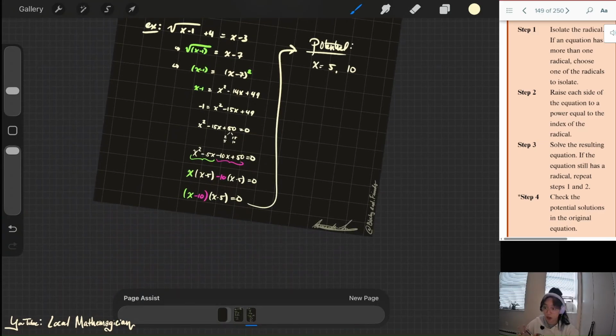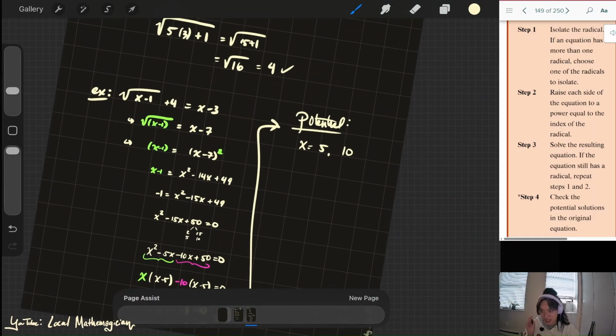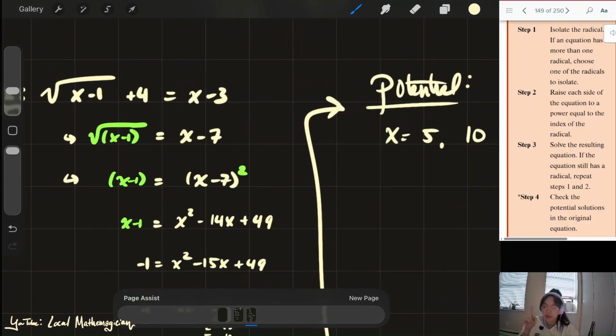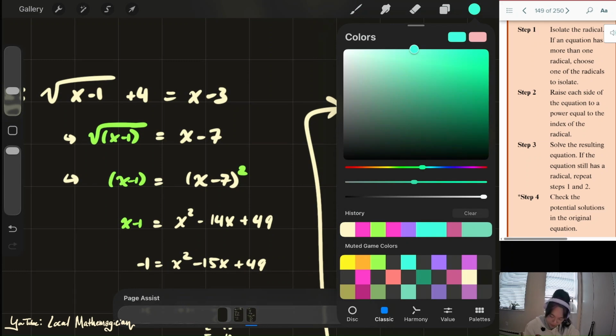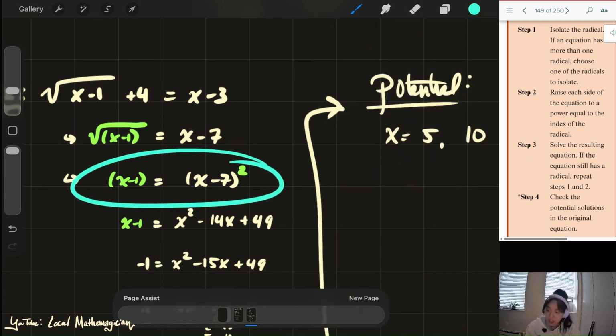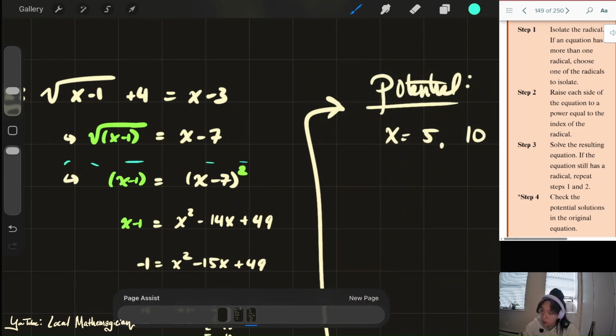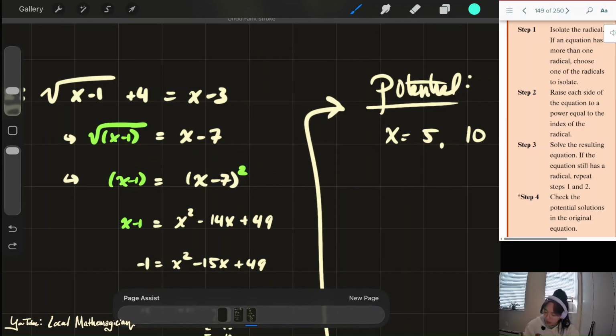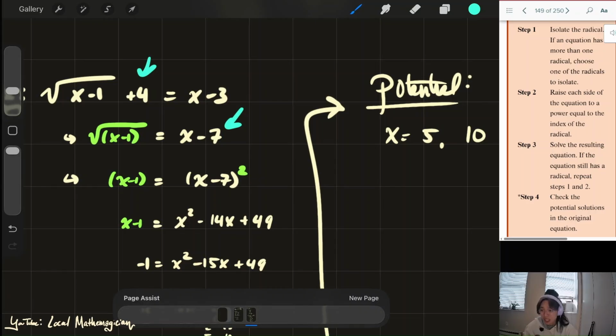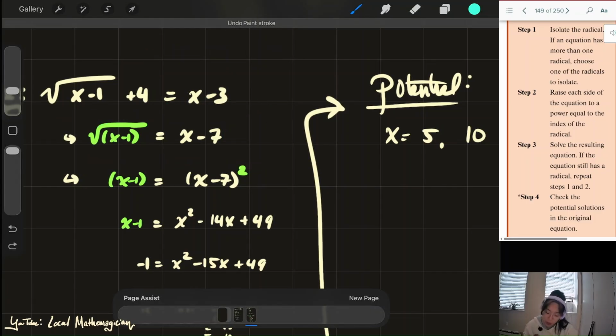Any questions so far? Okay, are we done yet? No, we are not. We have to do step 4. This is why it's very important to do step 4. Okay, ready? You have two options. Do you notice how up to here, we don't square? You can either plug your potential solution into here or here. It doesn't really matter because you haven't done anything weird quite yet.